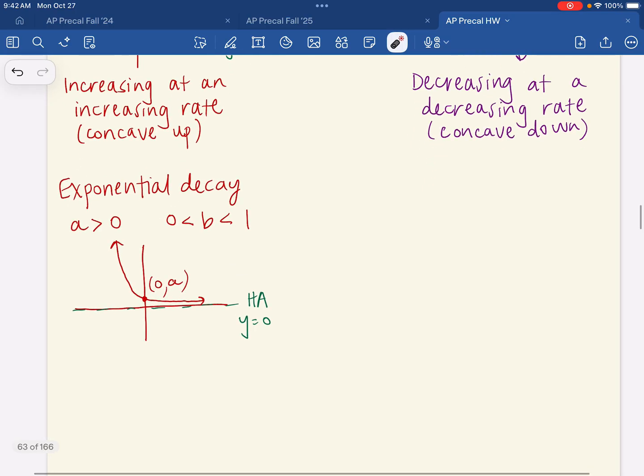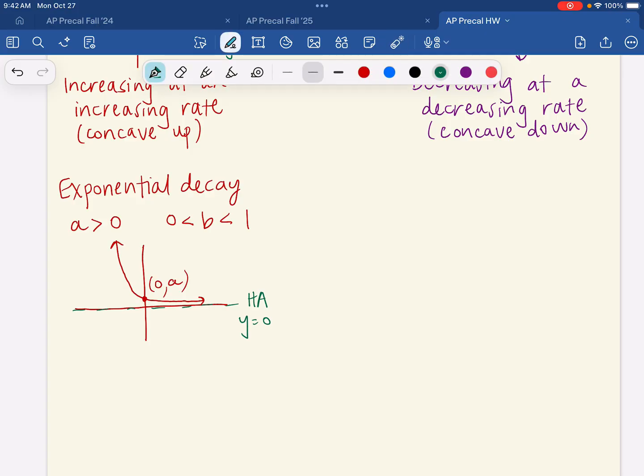Okay, so now I see a decreasing function, back to exponential decay, but I can tell it's concave up. So this is decreasing at an increasing rate.